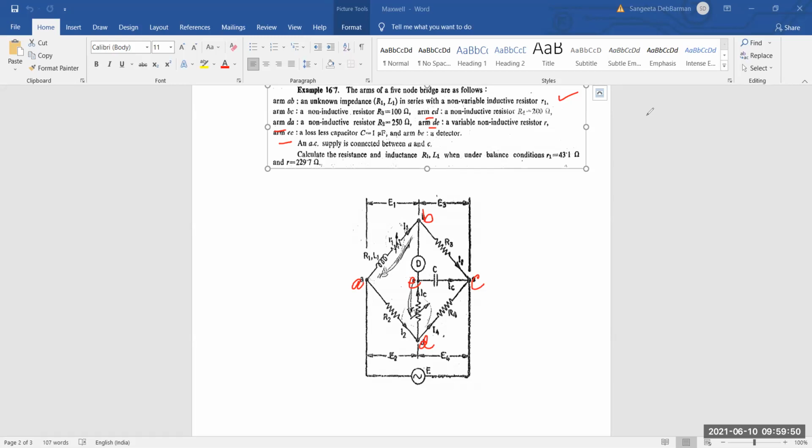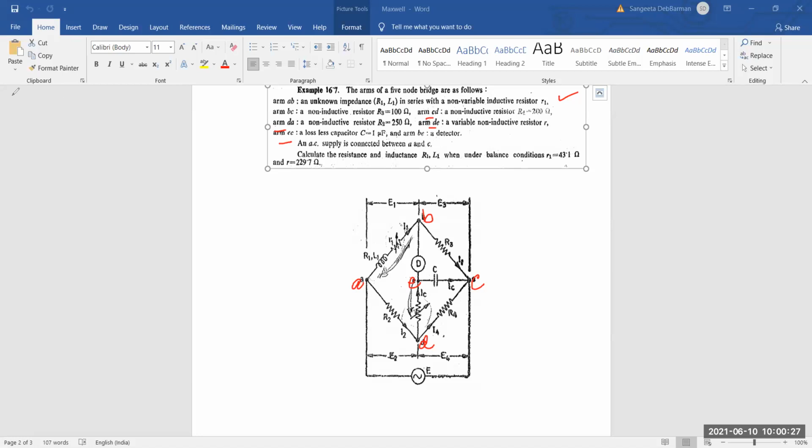Now, if it's an Anderson bridge, in the given question you have to find out R1. You are provided with many values. What are given? You are given R2, R3, R4. You also know small r1, and for inductance, you know the capacitance and many things. So let us start with the problem. The problem is very small. Let me do it here only.